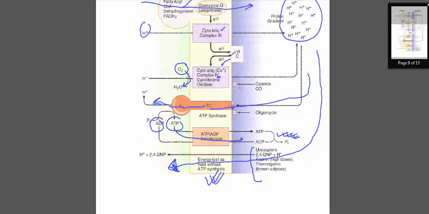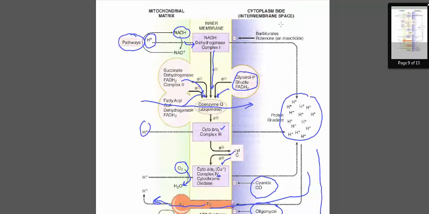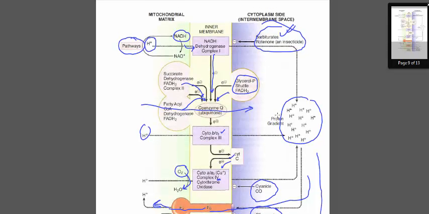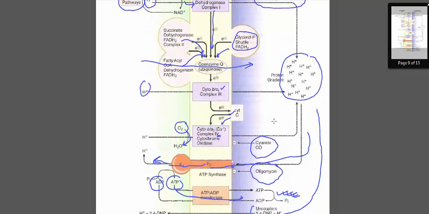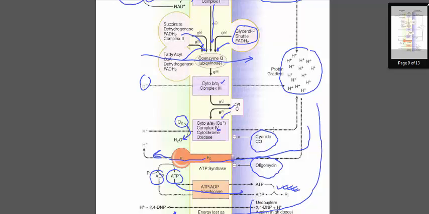Another important point: complex 4 of the electron transport chain is inhibited by cyanide and carbon monoxide. Complex 5, also called the F0 F1 complex, is inhibited by oligomycin, while complex 1 is inhibited by barbiturates and rotenone. Rotenone is an insecticide, and barbiturates are used to depress the central nervous system. All right, and they are also used as adjuncts in anesthetics. So this is the electron transport chain.